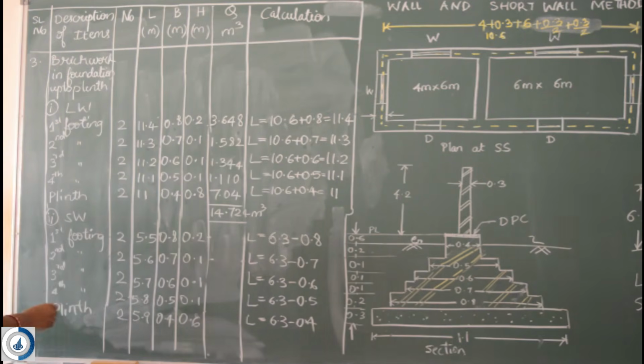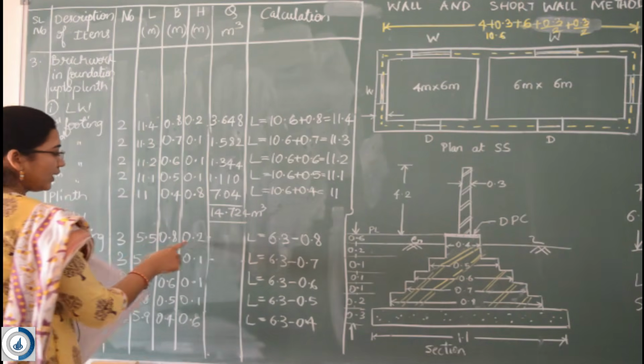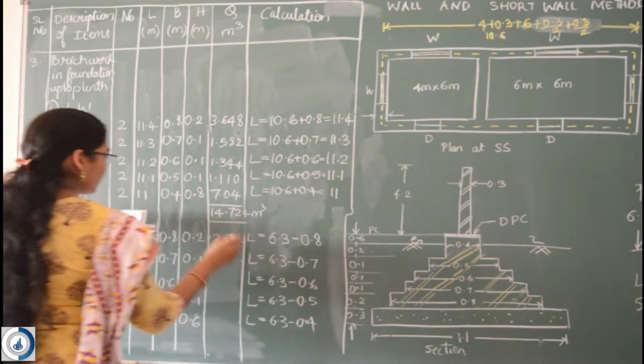So we have to multiply this. We are having how many short walls? We are having 3 short walls. So that is 3. So 3 into 5.5 into 0.8 into 0.2, when I do, I'll be getting 2.64.